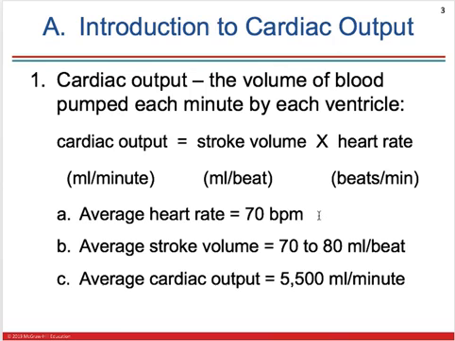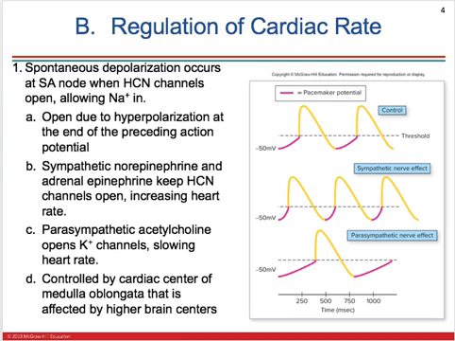The average resting heart rate is about 70 beats per minute. The stroke volume is 70 to 80 mils per beat. And so the average cardiac output is somewhere around a little bit more than 5 liters per minute. We have about 5 liters of blood in an average size individual, so you're pumping your entire blood volume about once per minute. So let's take a look at the things that control cardiac output.